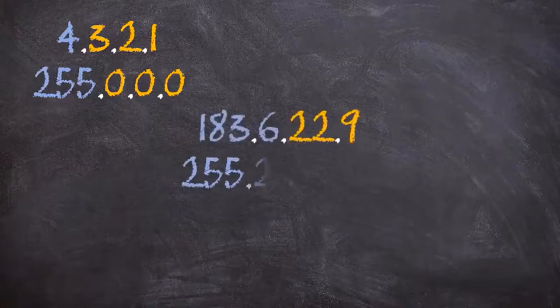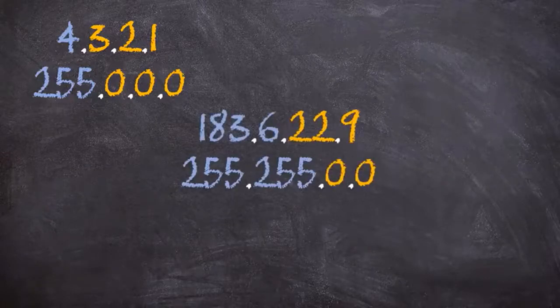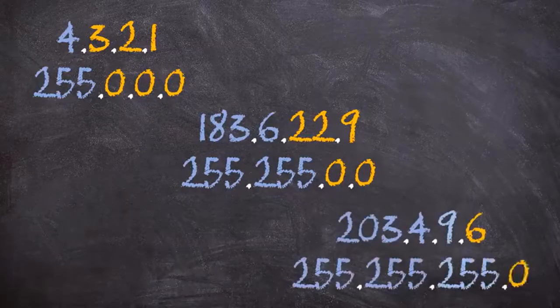A class B address follows the same rules. 16 bits for the network, set to 1, and the host bits set to 0. And finally class C. Well, you get the idea by now. Is this making sense so far?